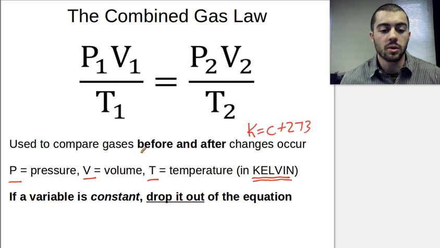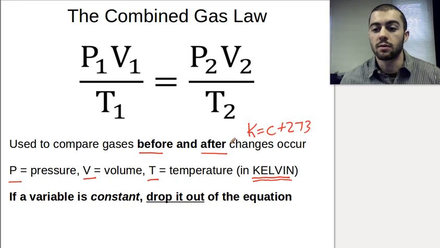What we're doing here is basically comparing a before and after case of a gas to see if we have some changes in, let's say, pressure or volume or temperature or all three. What's that going to do to the pressure, volume, and temperature of the gas after those changes happen? The last thing here is if you have a variable that's constant, you drop it out of the equation.